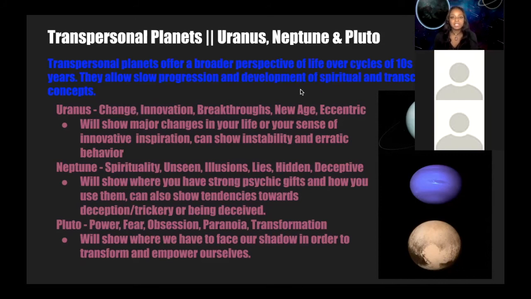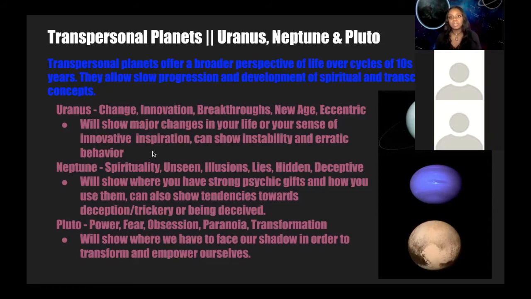So Uranus is actually known for being tilted on its side in relation to its orbit, its axis, and it does have a ring as well, similar to Saturn. And Uranus is really going to show that perhaps staticky or electric feeling that we get when we get an idea or we get an inspiration.